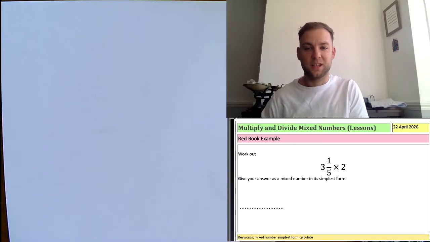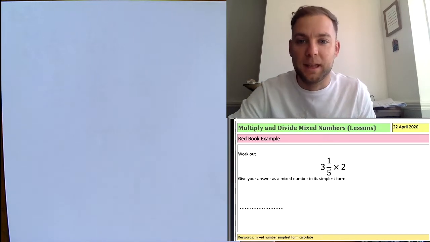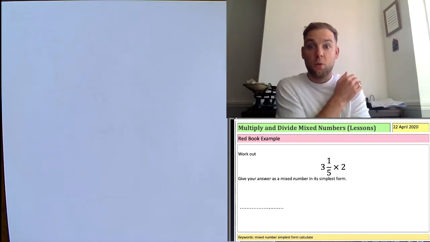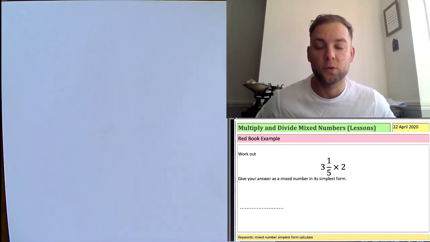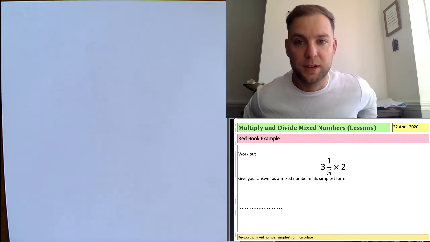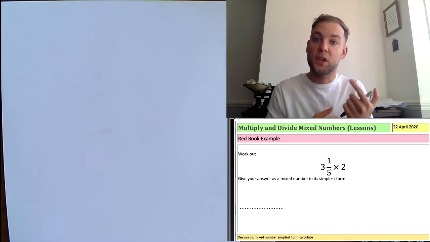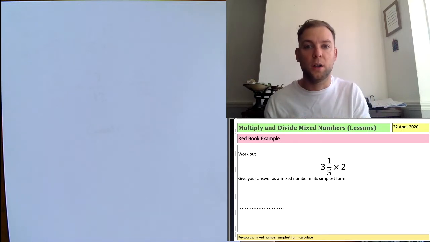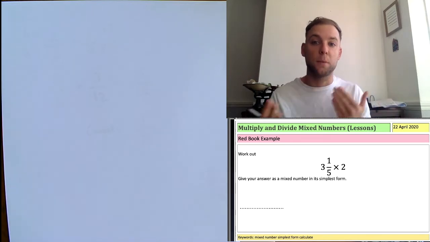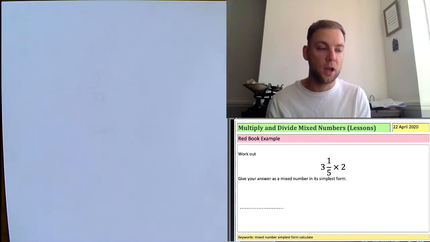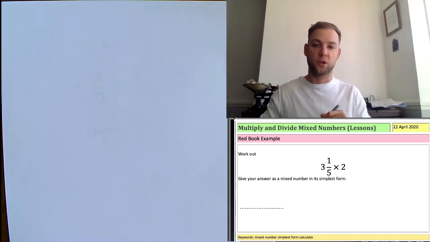Welcome to today's lesson, which is multiplying and dividing mixed numbers. Hopefully you've watched the video on multiplying normal fractions, but now we're looking at multiplying mixed numbers, and there's an added element to this. You might also want to watch the video on converting between mixed numbers and top-heavy fractions if you've not seen that one, but let's go into question 1.